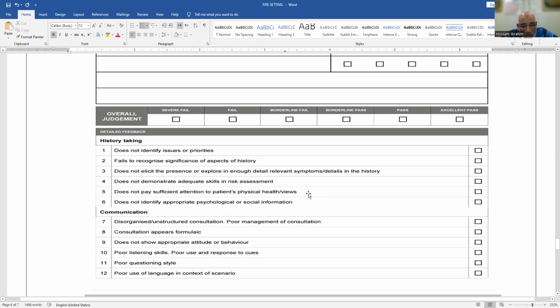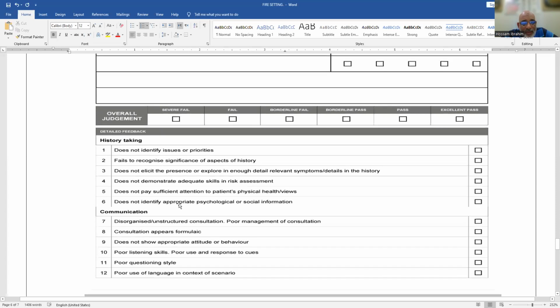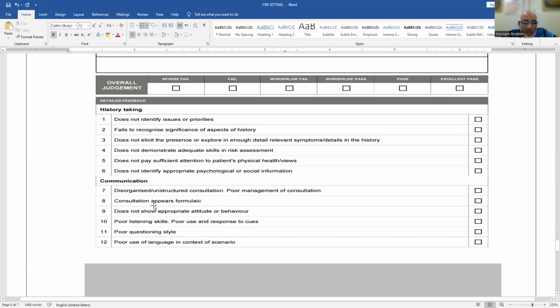If you injury or not after the fire. Okay. Does not identify appropriate psychological or social. No, you did ask about the psychological, mental state, and social information. It was a bit disorganized. It was a bit formulaic. I did not feel empathy.